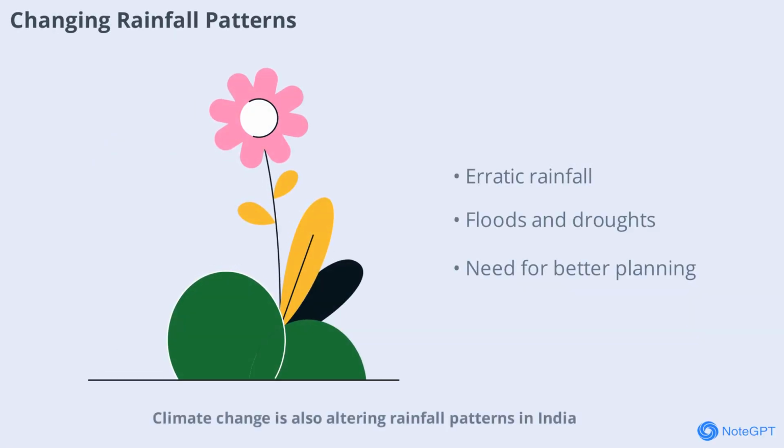Climate change is also altering rainfall patterns in India. Some regions are experiencing heavier and more erratic rains, while others face prolonged dry spells. This unpredictability makes it difficult for farmers to plan their crops and increases the risk of floods and droughts. Managing water resources and improving irrigation systems are essential steps to cope with these changes. Scientists are working to develop better models to predict rainfall and help communities adapt.